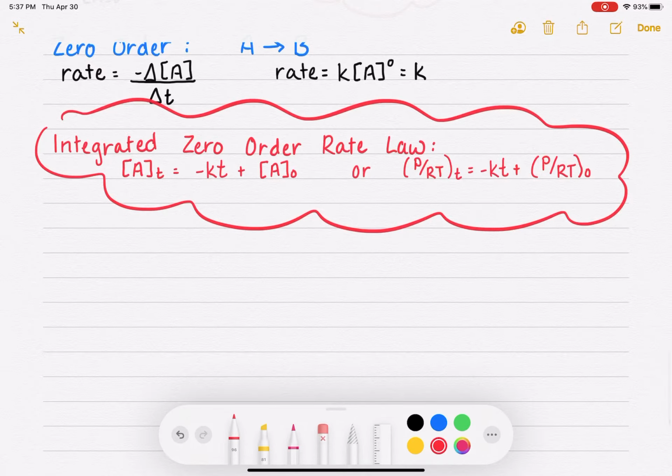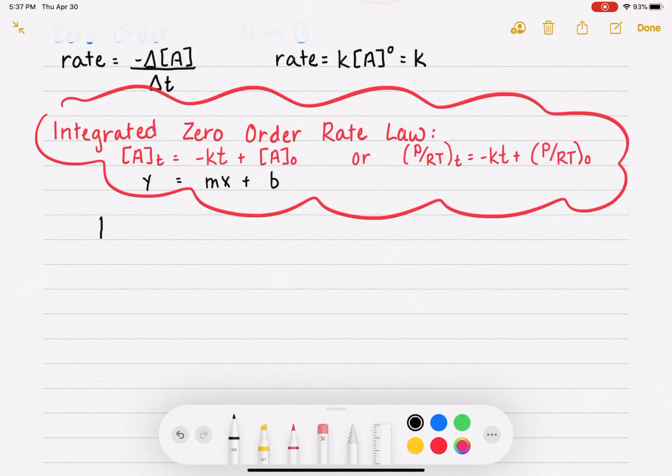So those are the two integrated rate laws for the zero order reaction. And just like with the first and second order reaction, if we wanted to, we could plot this with a y equals mx plus b type of format. We could plot some data. So that graph is going to look like this. Our y is the concentration of A at any time. Our x is going to be the time. We can see from this that the slope is going to be negative, and the slope is the rate constant.